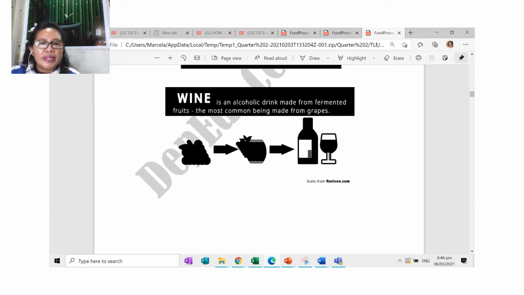So the wine, this is an alcoholic drink made from fermented fruits. Wine comes from fruits, the most common being made from grapes. From grapes.